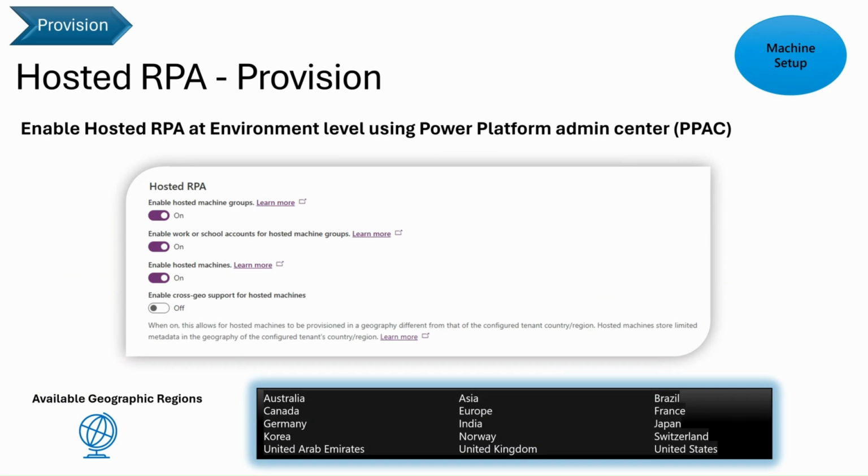We need to validate a few settings on the Power Platform Admin Center. There are 2 things that you need to ensure that the hosted RPA settings are turned on. One is enabling the hosted machine groups. The other one is enabling the hosted machines.